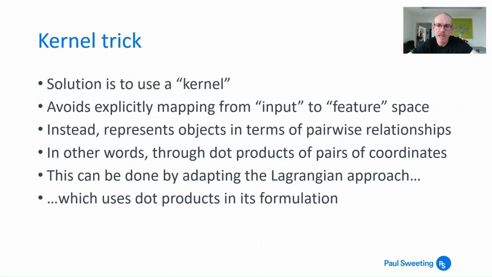And this can be done by adapting the Lagrangian approach, which is why it's very important to understand what's happening with the Lagrangian approach to SVM. The reason for this is that the Lagrangian approach actually uses dot products in its formulation, so it does most of the work for us.